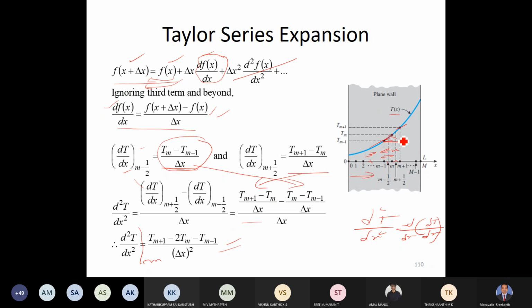Okay, so you take this slope. This is basically the slope. The temperature at this point, minus 2 times the temperature at this point, plus the temperature at this point, divided by delta x square. That gives the second derivative of temperature with respect to x. Now, why are we trying to come to d square T by dx square?